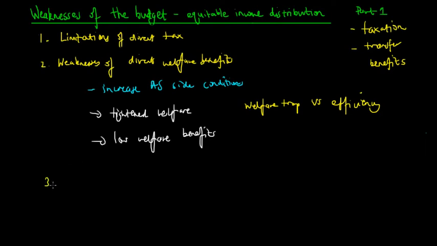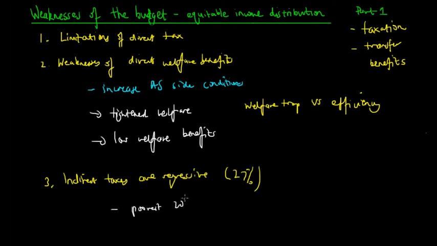And thirdly, in part one of these lectures, indirect taxes are regressive. We talked about regressive taxation. Indirect taxes are regressive, and that's a third problem facing budgetary policy, because although indirect taxes contribute around 27% of budget revenue, they are regressive in the sense that as your income increases, you pay a lower proportion of tax.